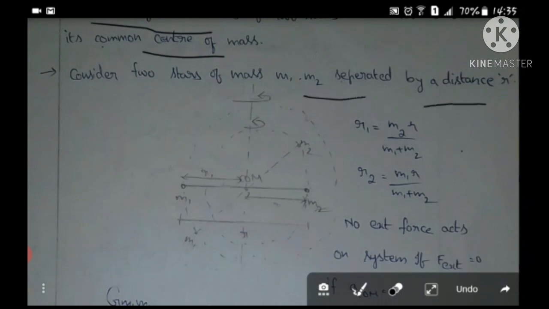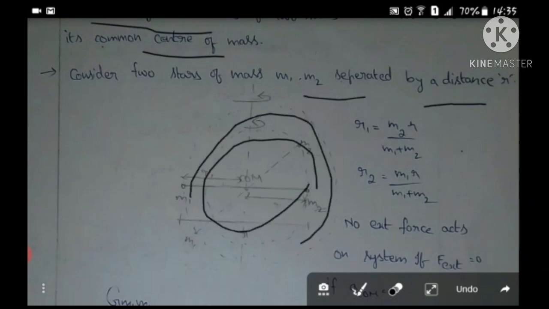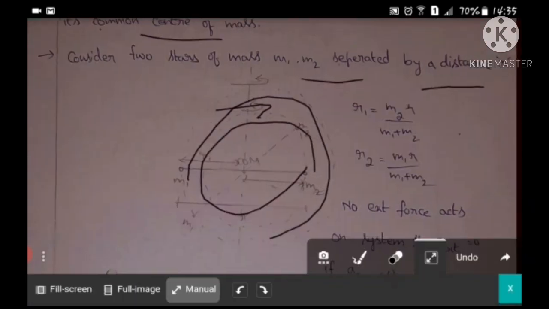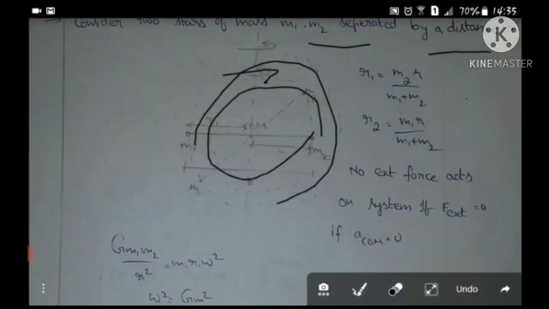This is the diagram. M2 is moving along this circle and M1 is moving along this circle. These both are moving, one from west to east, the other from east to west. Here R1 is equal to M2 R by M1 plus M2. Here R2 is equal to M1 R by M1 plus M2.